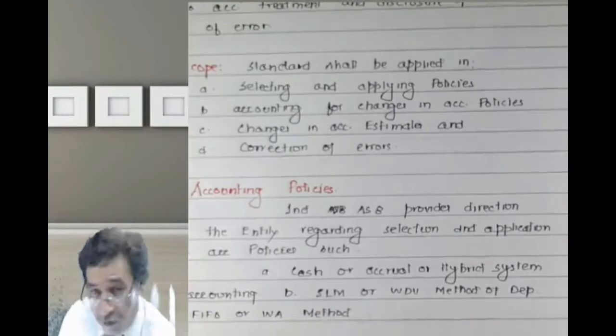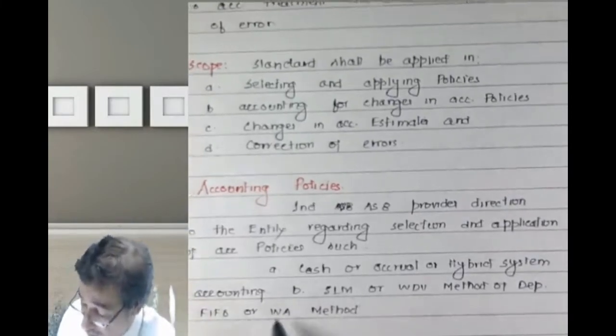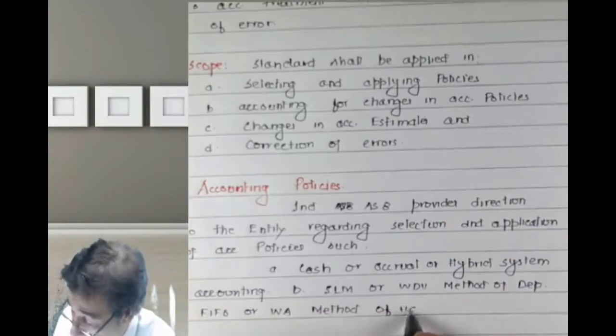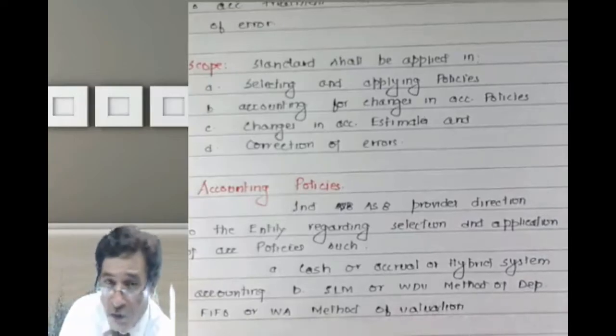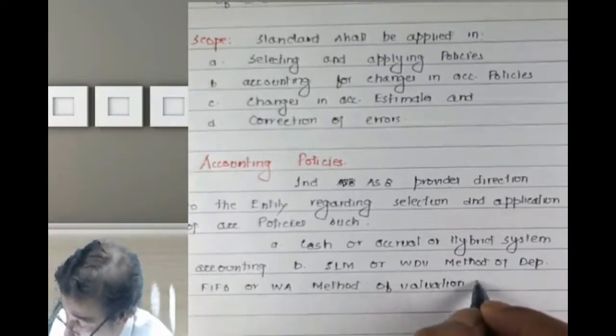FIFO method, weighted average, specific identification, NIFO, HIFO, LIFO, whatever you want to write. FIFO or weighted average method of valuation of inventory, because several alternatives are with us. That's the problem, and we have to select one such basis which provides reliable, relevant information. Method of valuation of inventory.